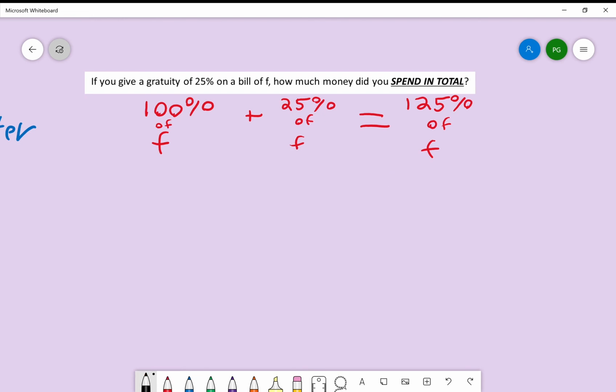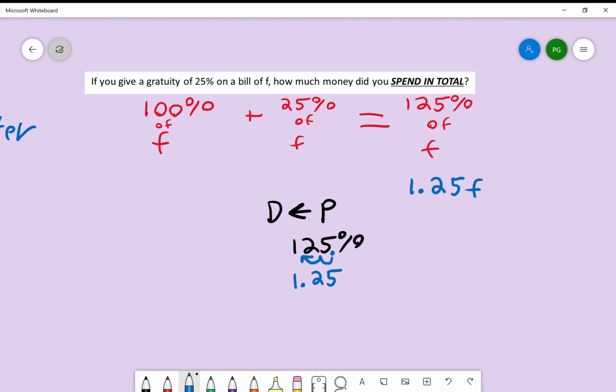Well, hold on. 125% of F, if I'm converting a percentage to a decimal, I am moving right to left, so that's 125%. Remember, I take the decimal point, but I only move it 2 spaces to the left. So that becomes 1.25. Okay, so 125% of F is 1.25 F. Boom. That right there, that's an answer, and it works.